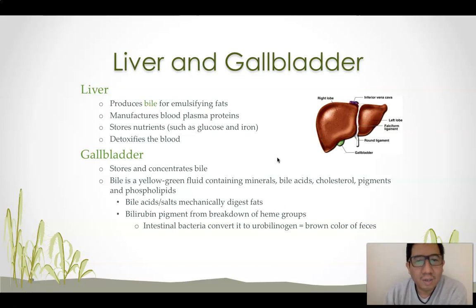Okay, so the functions of the liver, you should know these. I will ask you this on your exam. Produce bile. What does bile do? Emulsify fat, breaks down fat. It also helps with blood plasma protein, stores nutrients, and detoxifies blood. The list goes on and on. Your liver does everything, more than you ever know.